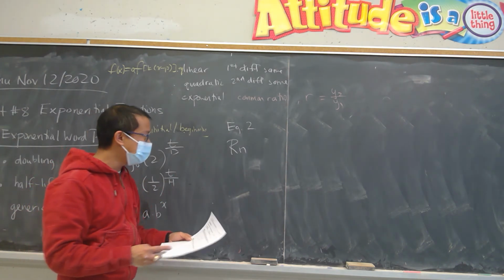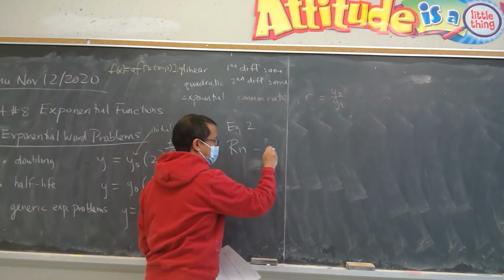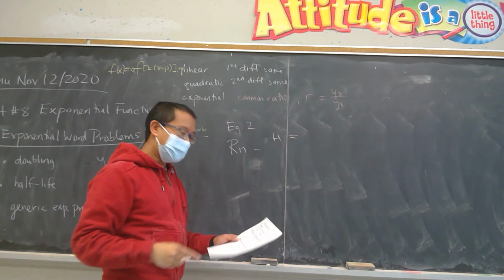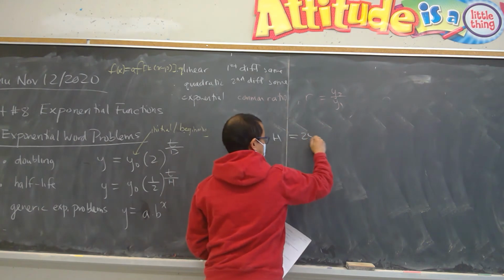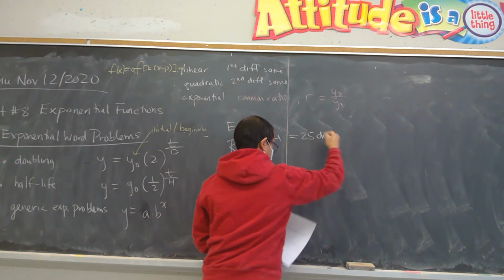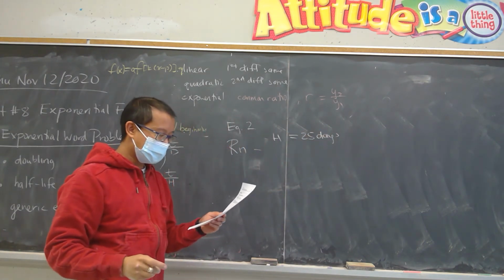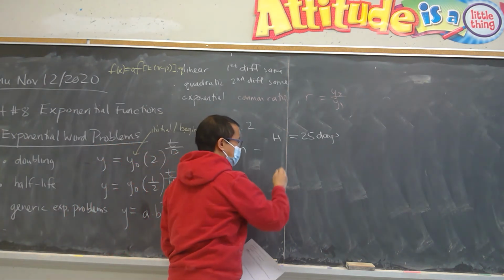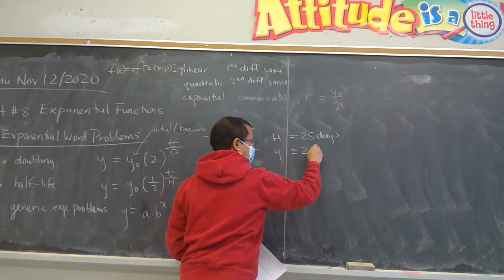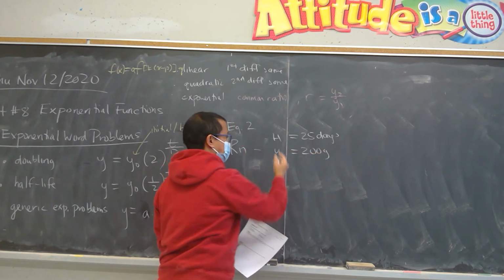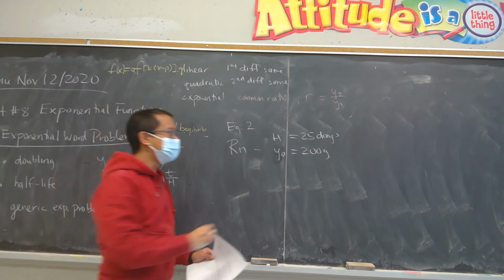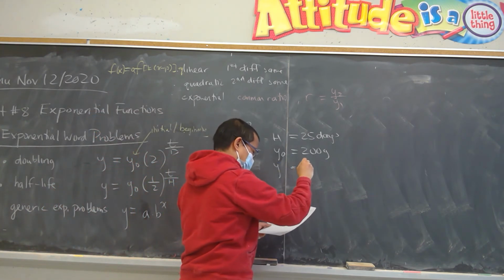Back to this question. Radon has a half-life of 25 days. So this time I'm going to do this question a little differently. Some students like it this way when they decipher the word problem. How much time does it take for a sample of 200 grams to decay to 12.5 grams? So 200 grams is our initial amount, and our new amount is 12.5.